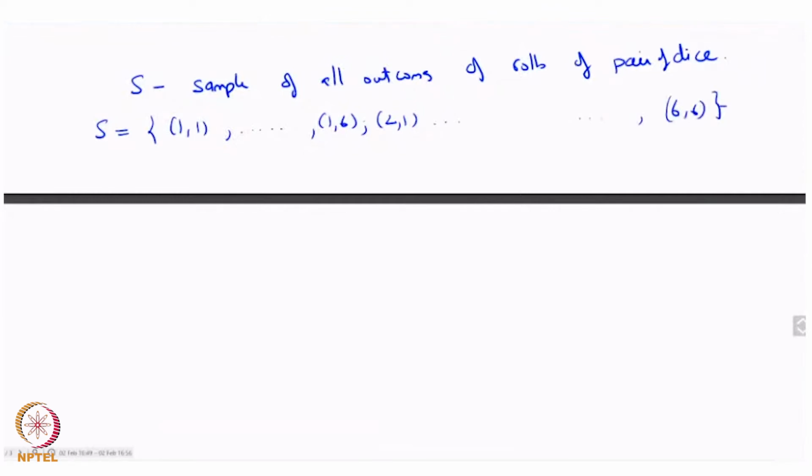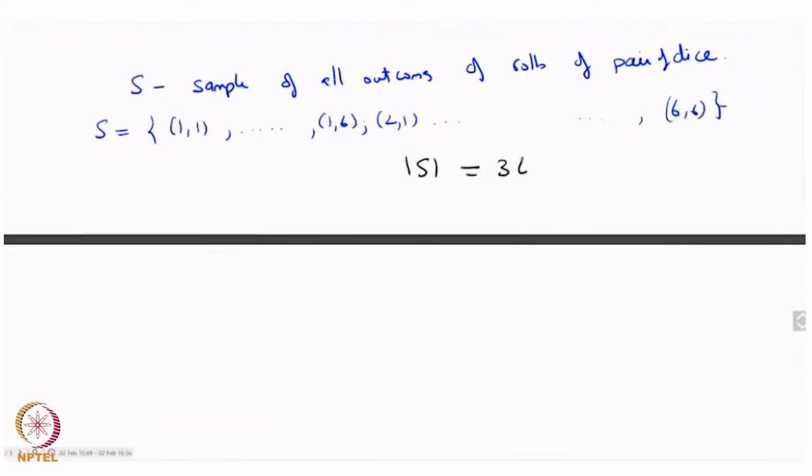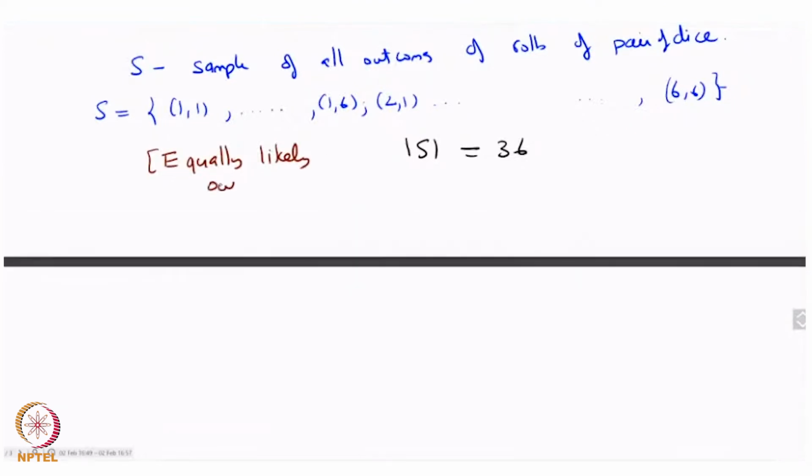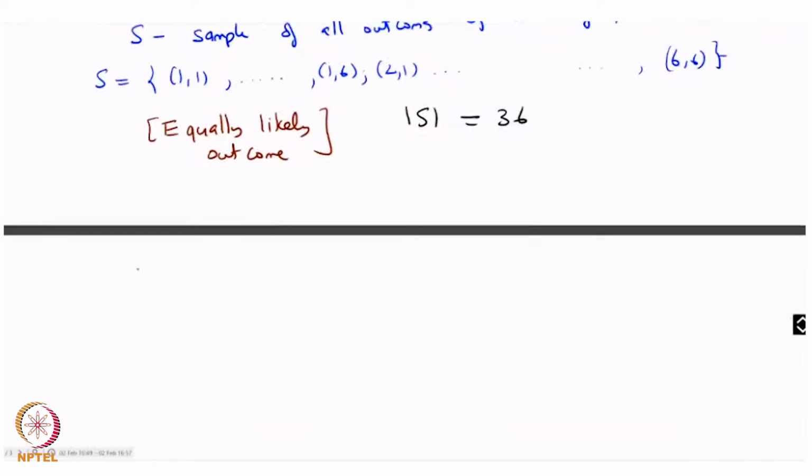And there are 6 possibilities for the first one, 6 for the second one. So the size of S is going to be equal to 36. And like we discussed in the previous section, this is part of what's called an equally likely outcome experiment. So in an equally likely experiment, the probability of B is going to be equal to the size of B divided by 36. But that's just how equally likely outcome experiments are defined.